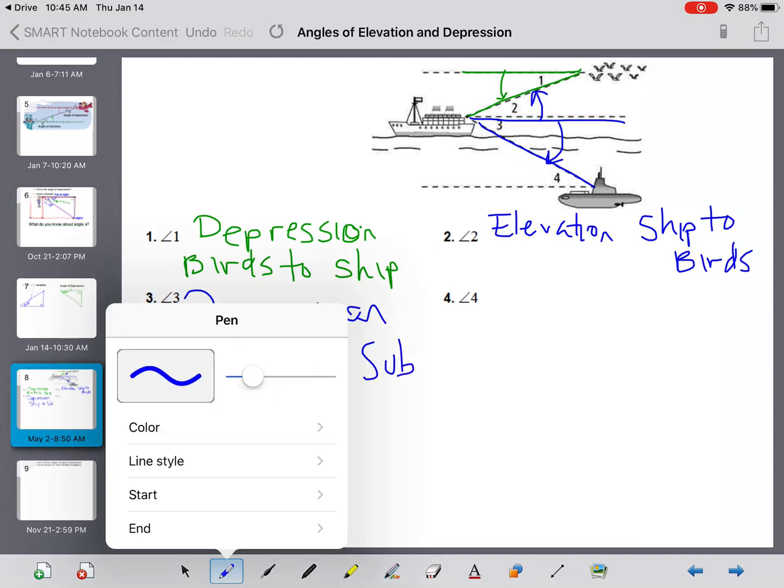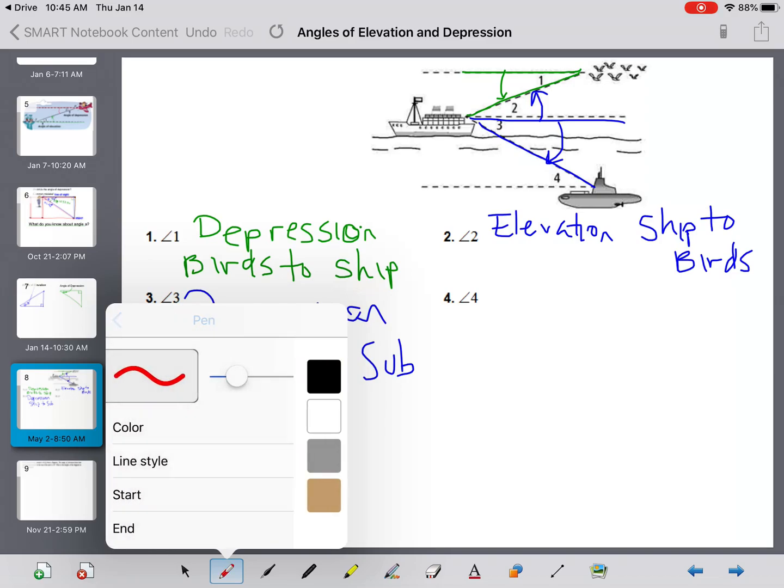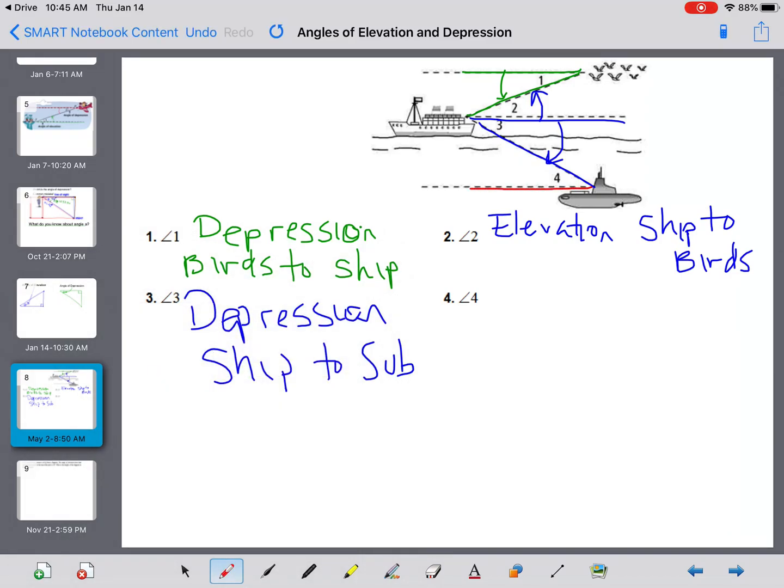And number 4, we're looking at the horizontal line of sight from the sub, looking up at the ship. So this would be elevation from the sub to the ship. Now you will do the next 4 on your own. I'm going to dive into 2 word problems from your sheet.